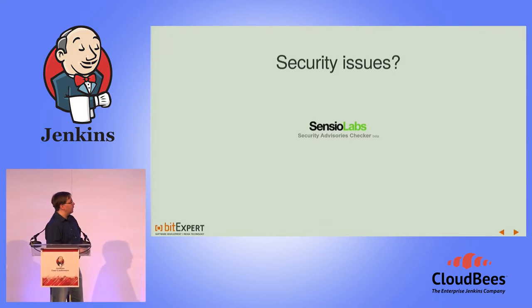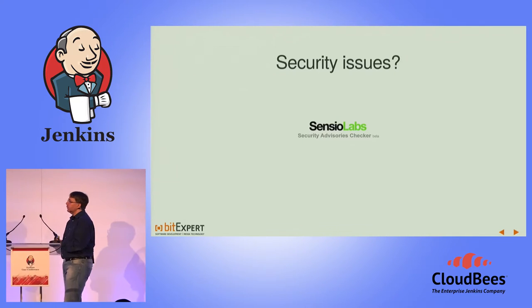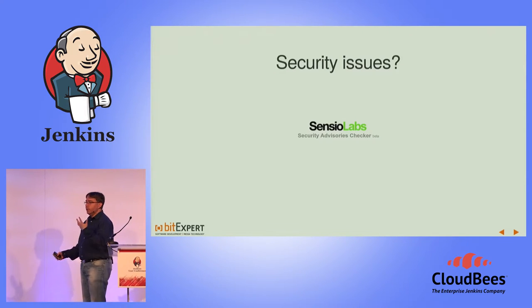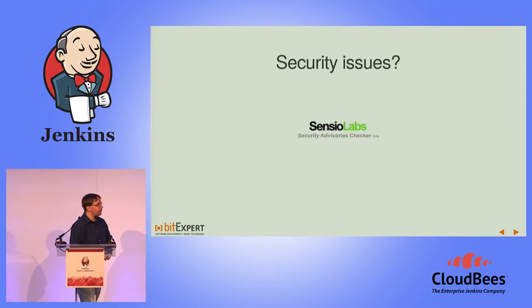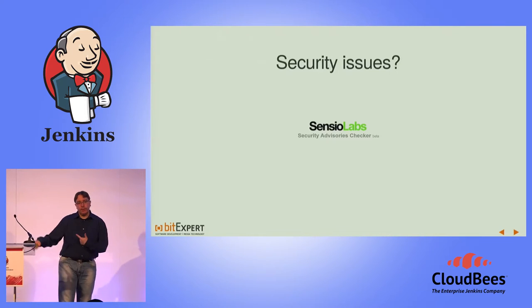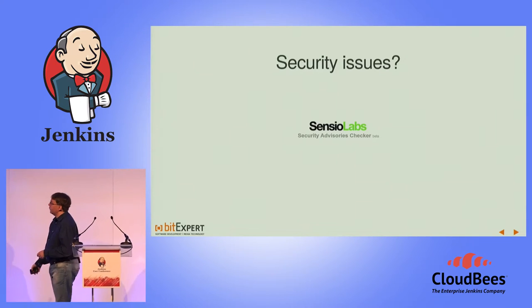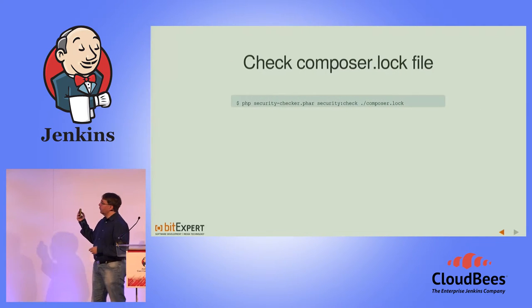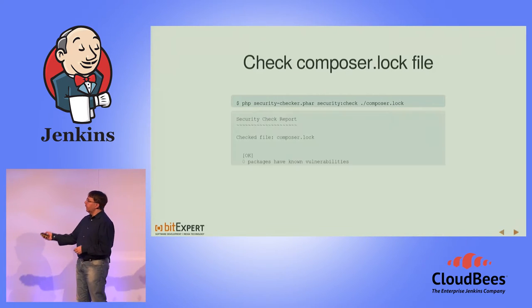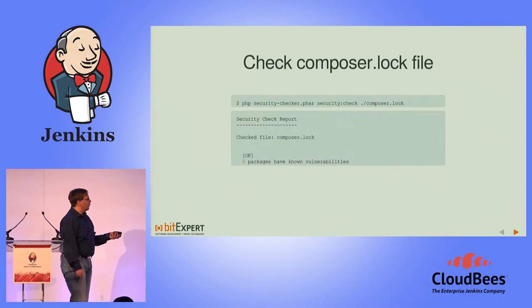we figured out that we need to be aware of security issues. And as it turns out, the Sensio guys from the Symfony world have created a security advisories checker, which collects security advisories of all different PHP projects. And you can let them check your composer.lock file against the database, and then it will tell you if your dependencies are affected by security issues or not. They do have a PHAR file which you can download, and then just call the security check task, point it to your composer lock file, and then you get a nice output stating how many packages are affected by vulnerabilities.